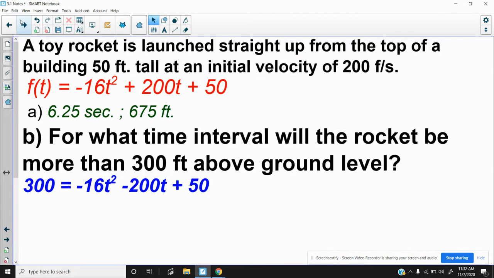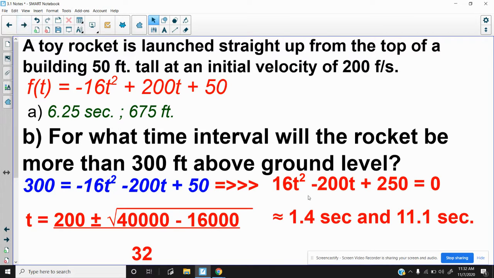Now, some of these problems will ask you to do things that you've done in previous chapters. So part B here is an example of that. For what time interval will the rocket be more than 300 feet above the ground level? Well, 300 is a height, so it's going to replace f of t, and then we've got this quadratic equation to solve. I prefer having an a value that's positive, so I'm going to subtract all three of these values to the left-hand side. And now I have 16t squared minus 200t plus 250 equals 0.